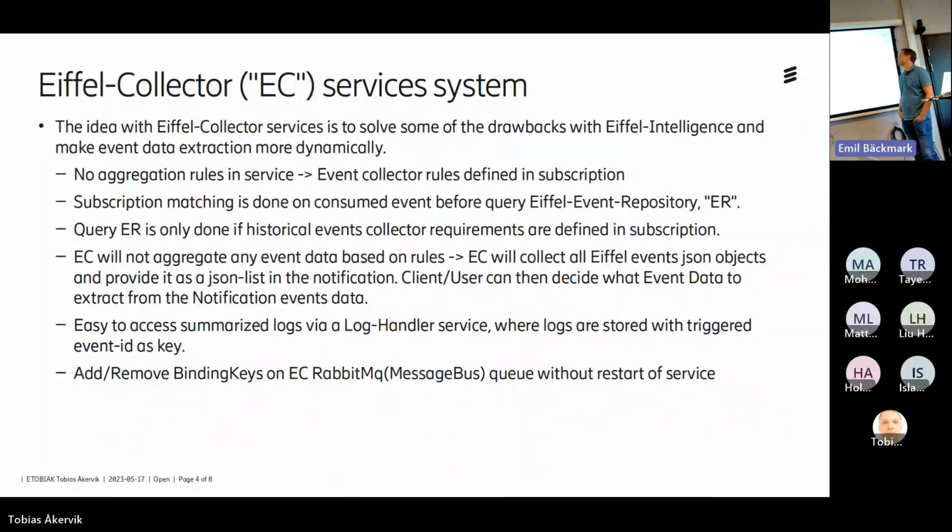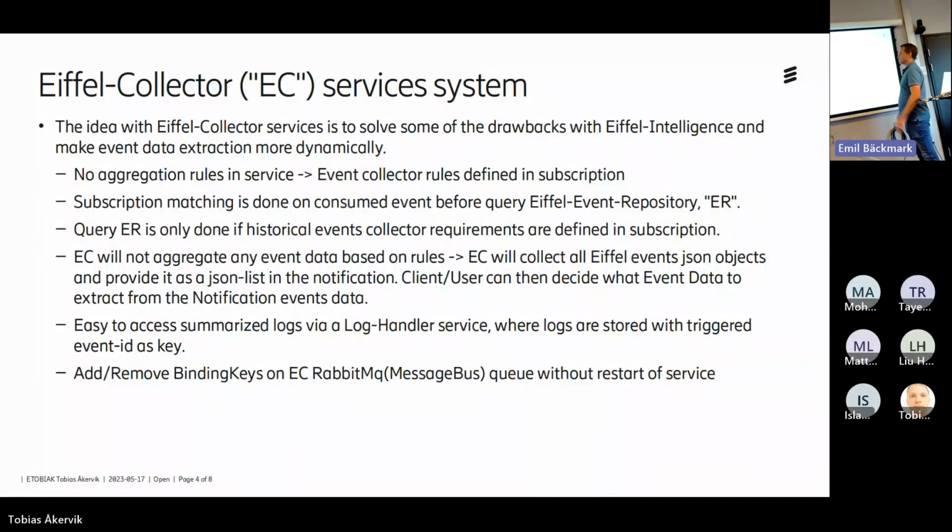So what I'm trying to solve with the Eiffel Collector service is to keep it easy. There will be no aggregation rules in the system, and no aggregation in the subscription either. In the subscription, you just tell whether you want upstream events collected or not, and the system will just collect the events, provide them as a list of events, and send a notification with that to the CI system of the client. The client needs to extract whatever data they need from all the event data that has been collected.